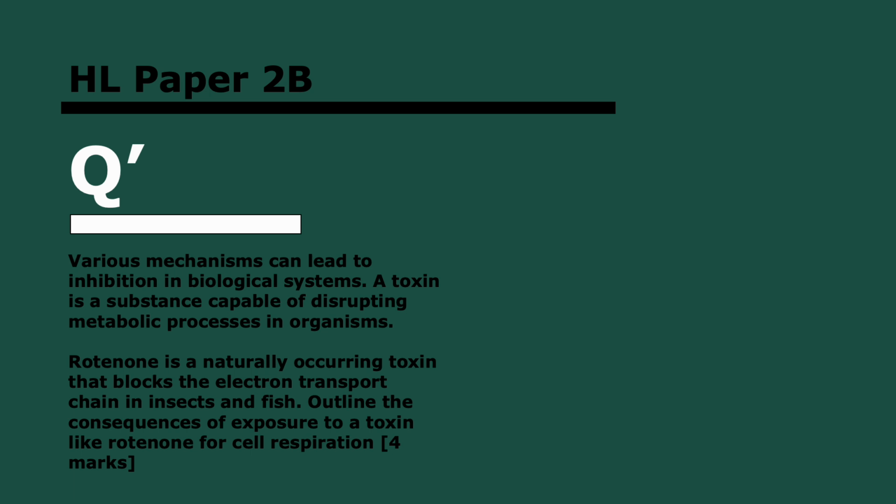Great. And then the last question is, rotenone is a naturally occurring toxin that blocks the electron transport chain in insects and fish. Outline the consequences of exposure to a toxin like rotenone for cell respiration. 4 marks. So here you basically just have to tell me what the electron transport chain does, and what's going to happen if we block it. So say the opposite of everything that normally happens. This will not be able to happen. That will not be able to happen. So think.